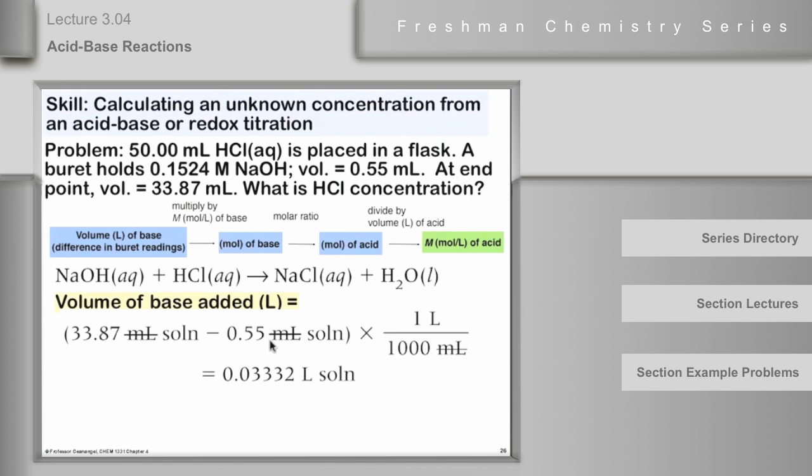Okay, the volume of base in liters would be the difference between the final volume and the initial volume times 1 liter over 1,000 milliliters, and that's 33.32 milliliters, or 0.03332 liters. That's the first step. Questions on that? Okay.